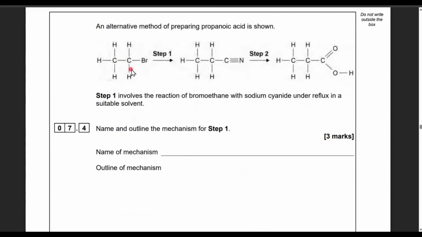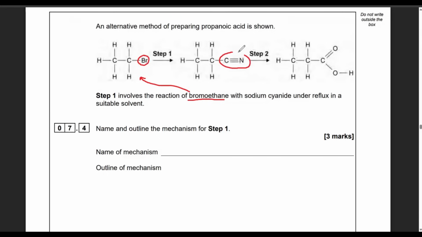So I've got bromoethane here, which is a halogenoalkane. And if you react it with sodium cyanide under reflux in a suitable solvent, it's going to form, what have we got there? Propanenitrile. So name and outline the mechanism for this step one. Name of the mechanism, let's go with that first of all.